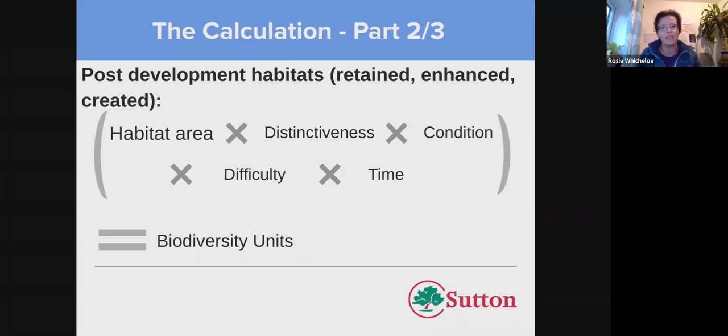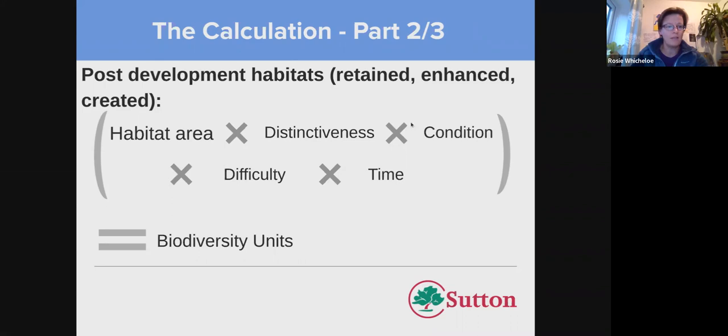And it requires a lot of collaboration and an understanding between different professions. It's really important because, for example, what an ecologist understands as enhanced may actually be very different to what a landscape architect defines as being enhanced. And it's just simple things like that can really throw a spanner in the works.